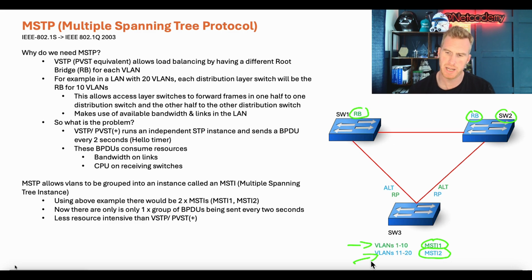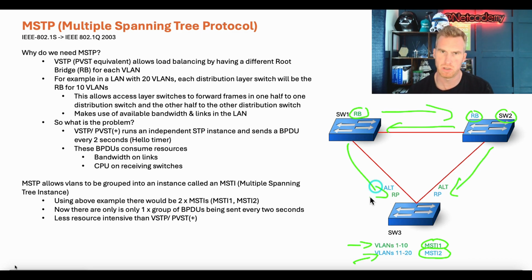But just to home it in again, those root bridges are only sending out that BPDU for that one instance, and that is for all VLANs, for all instances which contain those groups of VLANs, every 2 seconds. One instance doing it all instead of every VLAN having a BPDU sent out. So yeah, that is why MSTP came about.